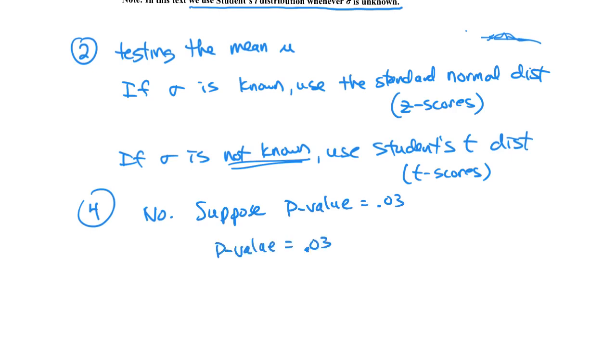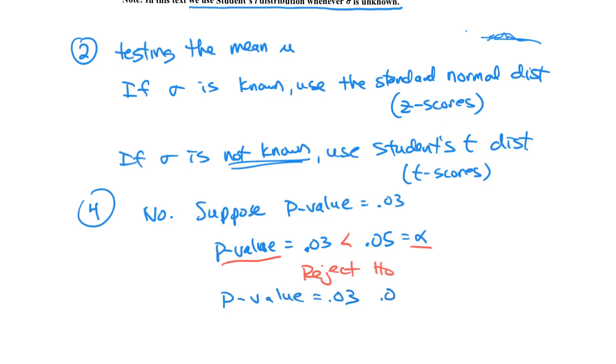So the p-value equals 0.03, right? And if we were going to compare that to 0.05, which is alpha, you'd say, well, the p-value is less than alpha, so that means we would reject the null hypothesis, right? So at the 5% level of significance, we reject the null hypothesis. But what if we had a 1% level of significance? Then the p-value is 0.03, but in this case, alpha is 0.01.